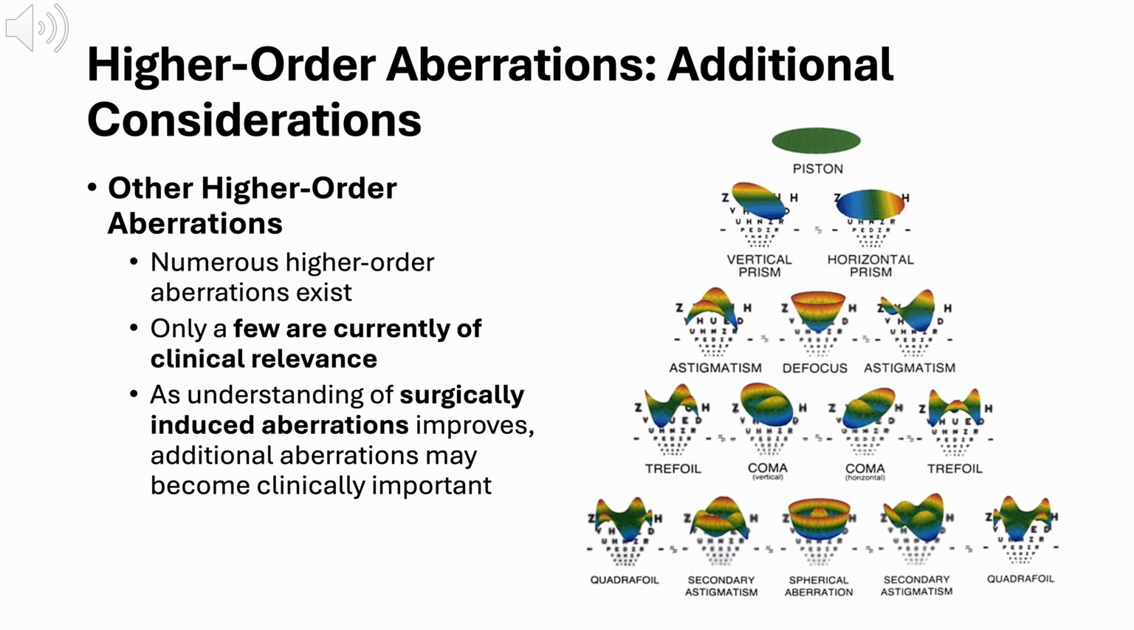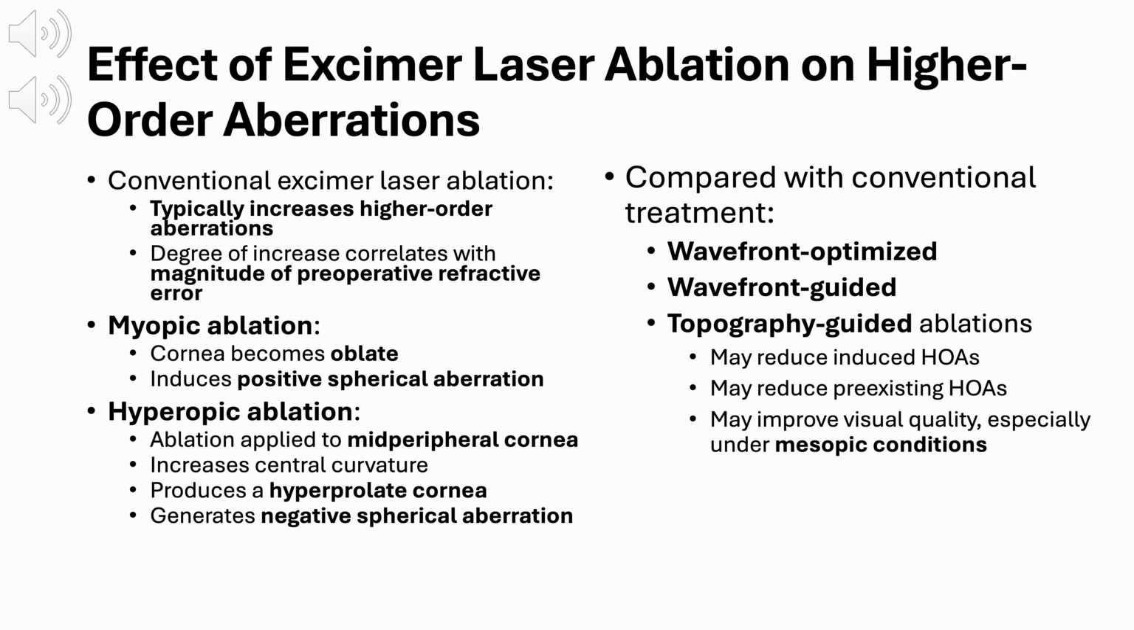As our understanding of surgically induced aberrations improves, and as diagnostic and treatment technologies become more precise, additional higher-order aberrations may become clinically important in the future. The key idea is that what matters clinically today may expand as both surgery and optics continue to advance. Now we'll talk about how excimer laser ablation affects higher-order aberrations, because this is where surgical technique really matters.